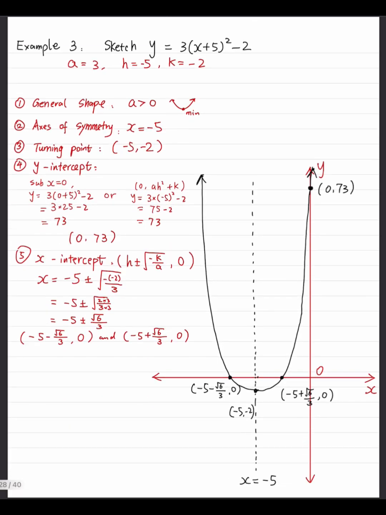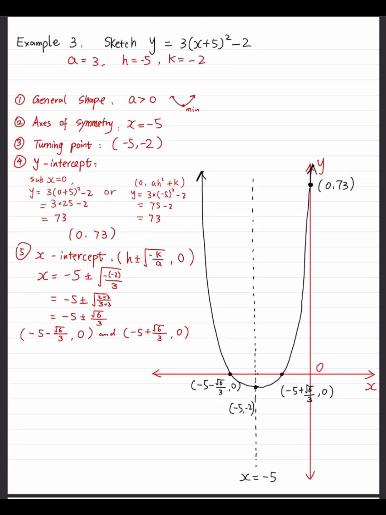Okay? Next example, they ask us to sketch y equals 3, bracket x plus 5 squared minus 2. Again, the first step is we're going to identify the a, h, and k, with a being 3, h being negative 5, and k being negative 2. Firstly, the general shape. Since here a is greater than 0, you will have a positive parabola or a happy curve, with the turning point being the minimum point.